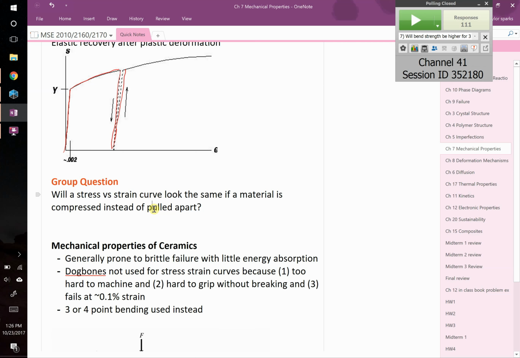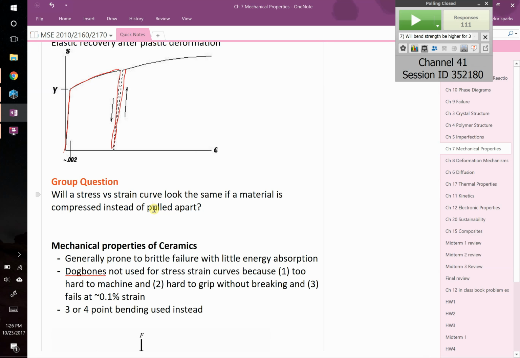Yeah. So the curves will look different because if you're compressing the material, necking won't occur, so you won't have that drop off. Yeah, you probably won't see that whole part above the ultimate tensile stress. You probably won't see that. I agree. Anything else that might look different? I think that's the main one.